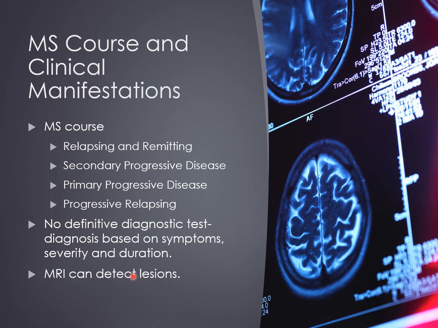There is no definitive diagnostic test for MS. We usually diagnose this based on symptom severity and duration. We can detect MS lesions on MRI, usually when they're a little bit more formed or severe. MS can be very difficult to diagnose. It can take years for someone with symptoms of MS to really get a definitive diagnosis because it can show up in so many different ways. It can show up with many different types of symptoms.